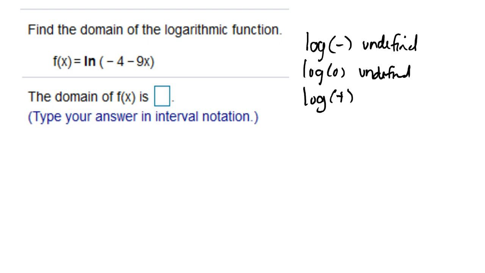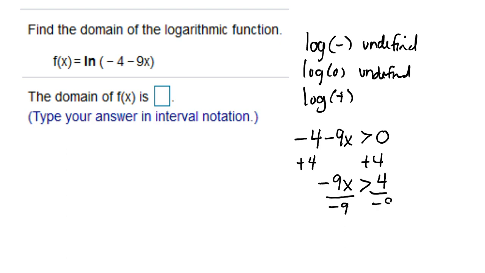So the way we're going to figure out the domain is to take what is inside the log and set that greater than 0. Greater than 0 is positive, so that's what is allowed, that's what's defined. Then we'll solve for x. So we'll add 4 to both sides. That gives me negative 9x is greater than 4. Divide both sides by negative 9. That's x. I need to reverse the inequality symbol because we divide by a negative. And that's a negative 4/9.